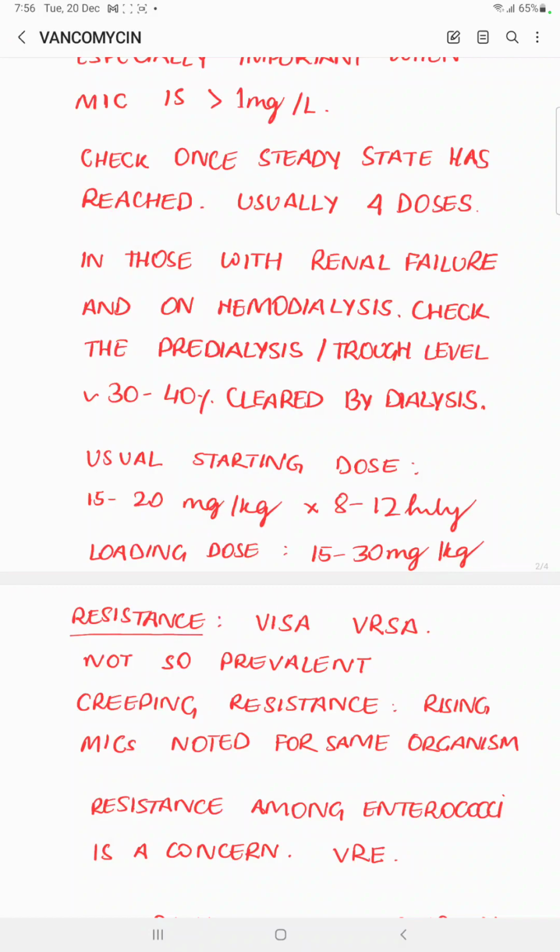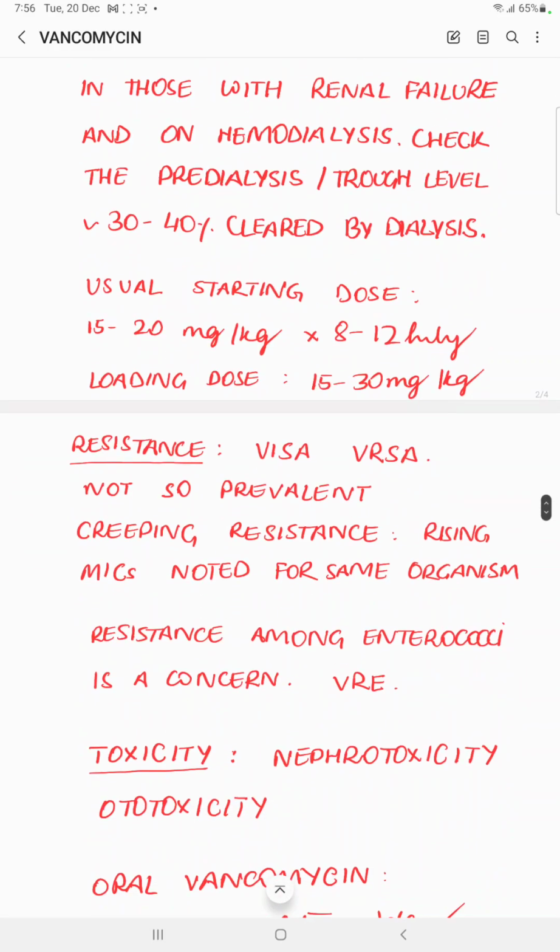The usual starting dose is 15 to 20 milligrams per kg body weight, given every 8 to 12 hours. And in serious infections, we may consider a loading dose of 15 to 30 milligrams per kg. The maximum we go to is 3000 milligrams.